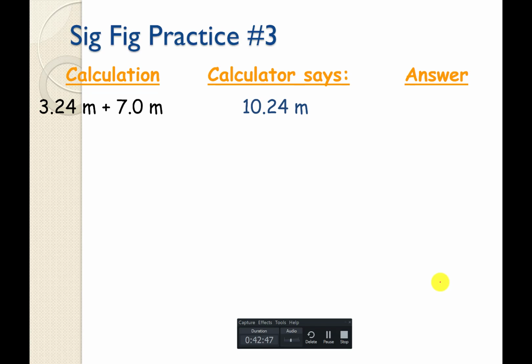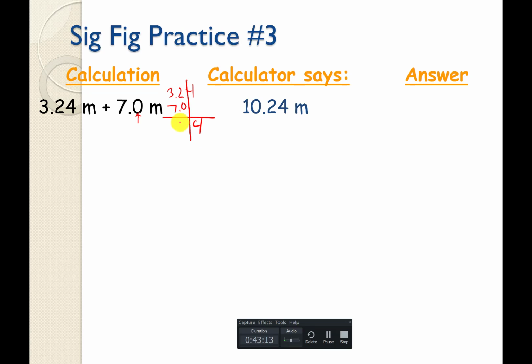All right, so we add these two numbers together, our calculator says 10.24. So here's what we want to do. We want to look at which of these two numbers has the least decimal places. That's going to be this 7.0 because it's got a digit up to the tenths place. Again, I like to do this vertically. I'm going to leave that to you, how you decide to do it. This makes a lot more sense to me. I'm going to make that little line there.